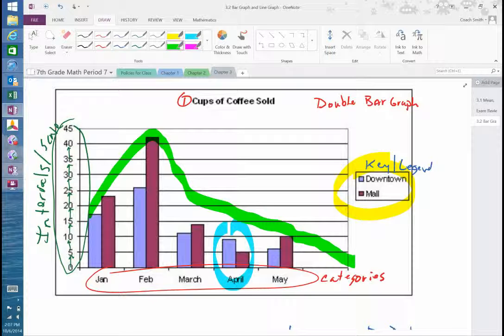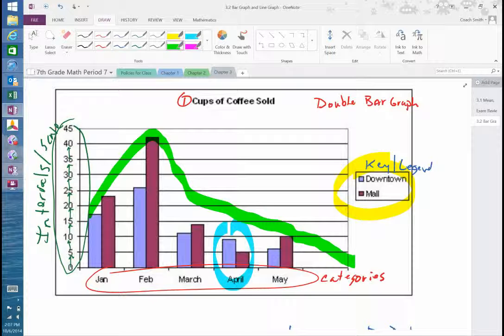Now, the other assumption that was made: Tristan said that they sold more coffee in February. Obviously, that's true because why? The bars are higher. Even the ones at the mall are higher than at any other time. See right here, the mall is higher than January sales, and downtown is higher than the mall sales that happened in January. So about how many cups of coffee were sold in February?